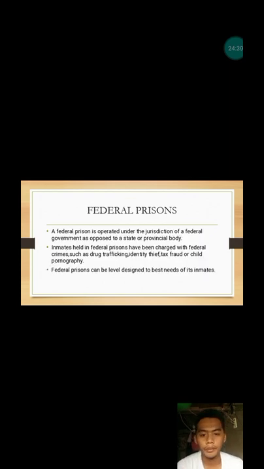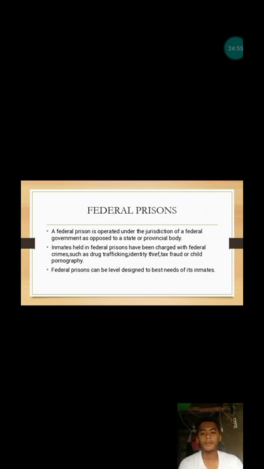Federal prisons. A federal prison is operated under the jurisdiction of a federal government as opposed to the state or provincial body. Inmates held in federal prisons have been charged with federal crimes such as drug trafficking, identity theft, tax fraud, or child pornography. Federal prisons can be designed to meet the needs of its inmates.